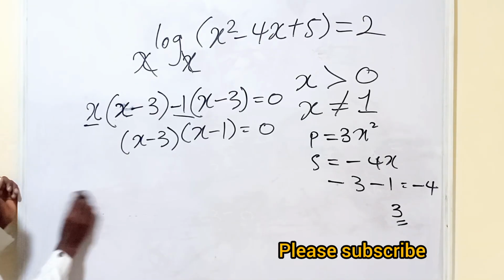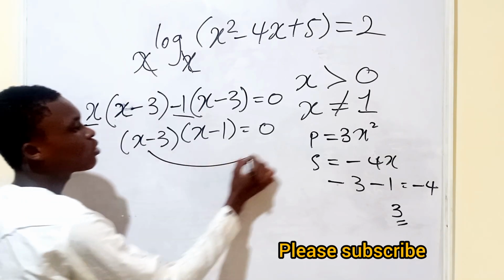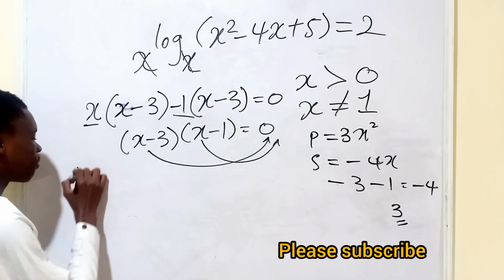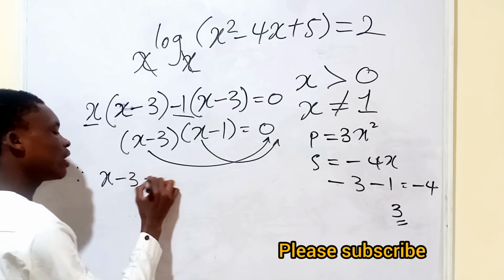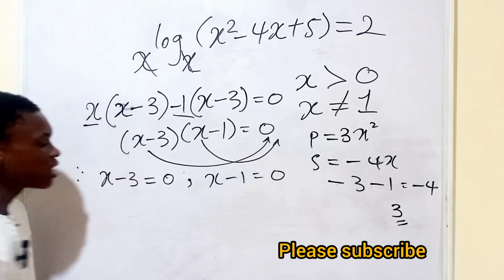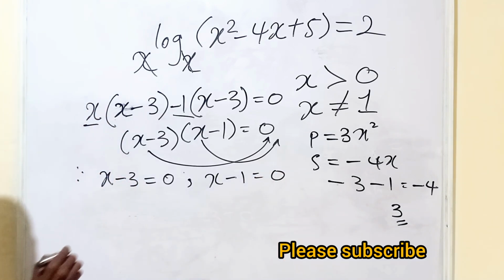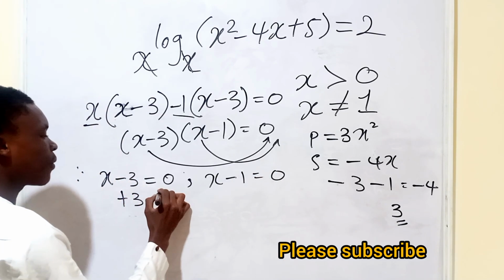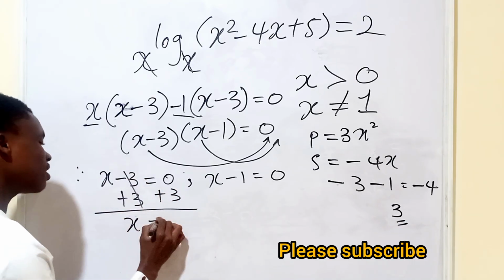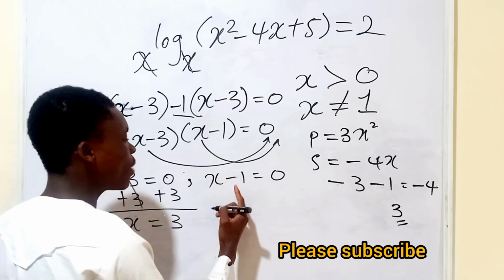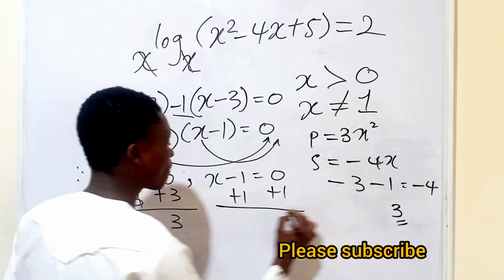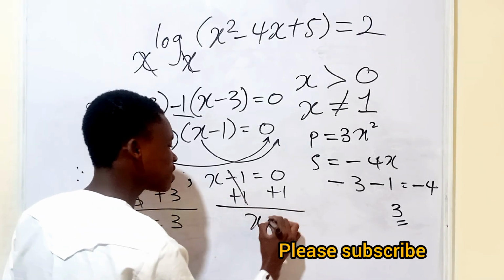So from here, clearly, what can we say? We'll set this equal to 0 and also set this one equal to 0. So therefore, x minus 3 equals 0 and x minus 1 equals 0. We'll add 3 to both sides, and this 3 cancels out this 3, and x equals 3. If we add 1 to both sides here, this cancels out this, and we have x equals 1.